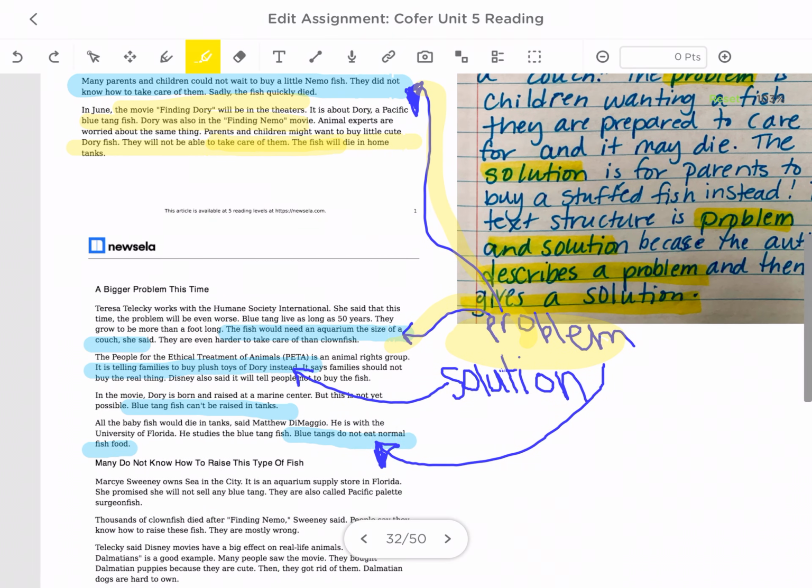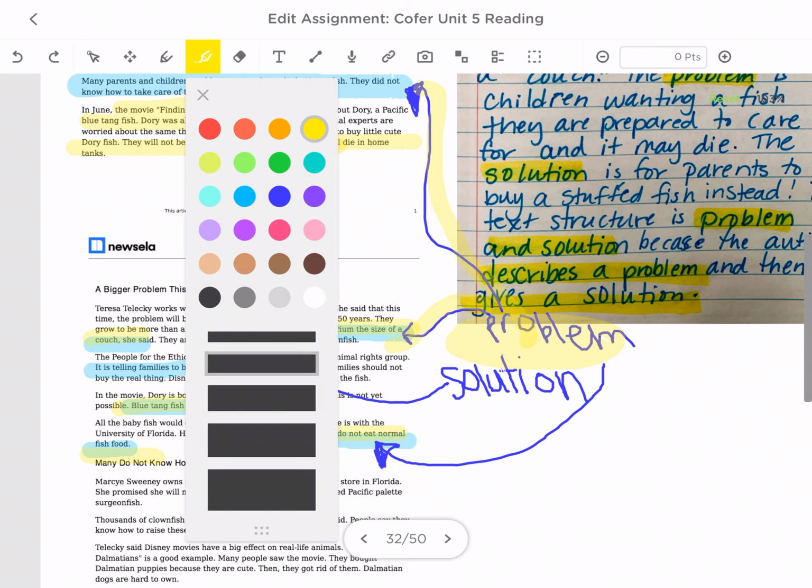Part of the problem too is down here. The fish would need an aquarium the size of a couch. Oh my goodness, I don't have that. We have an aquarium and it's not the size of a couch. And it also says that they just can't be raised in tanks and they don't eat normal fish food. That's all part of the problem, right?